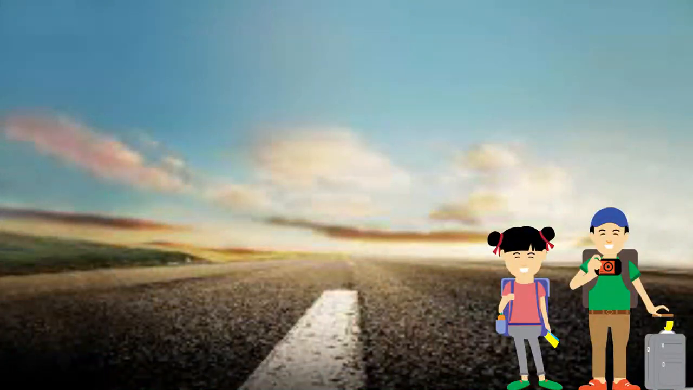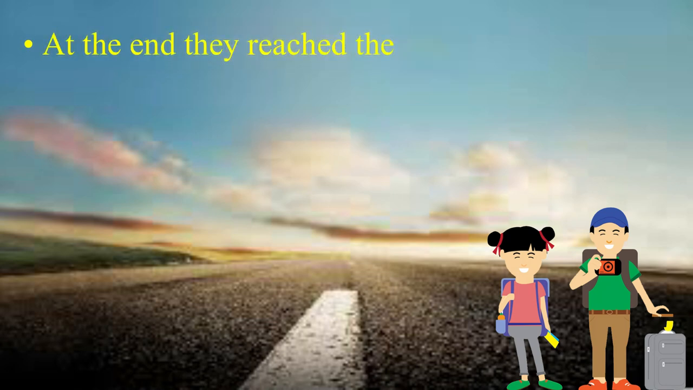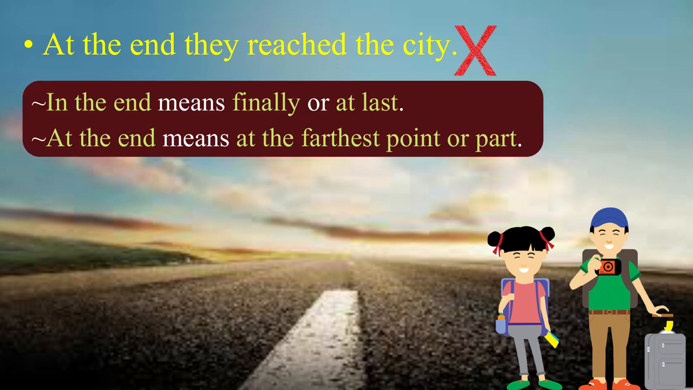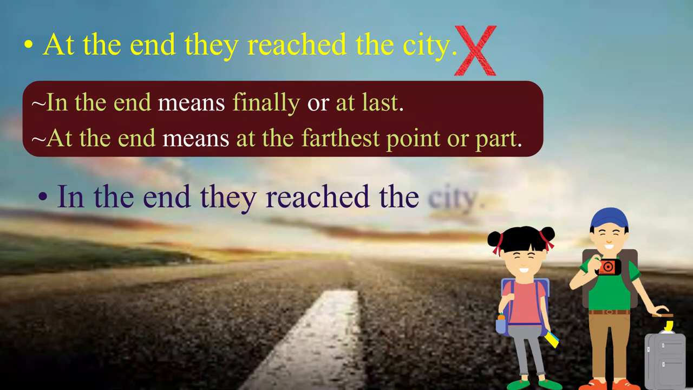The next one is, at the end, they reached the city. This is incorrect. Please note, in the end means finally or at last. At the end means at the farthest point or part. Now repeat the correct sentence after me. In the end, they reached the city.